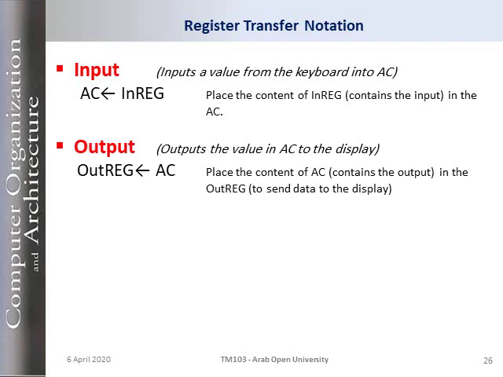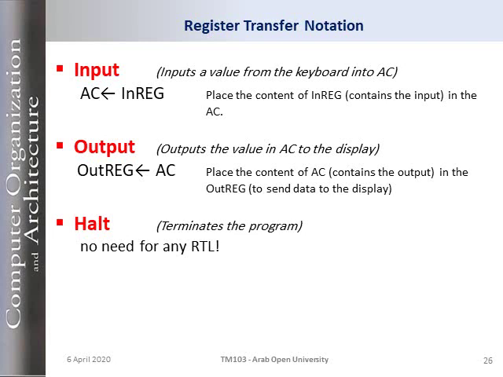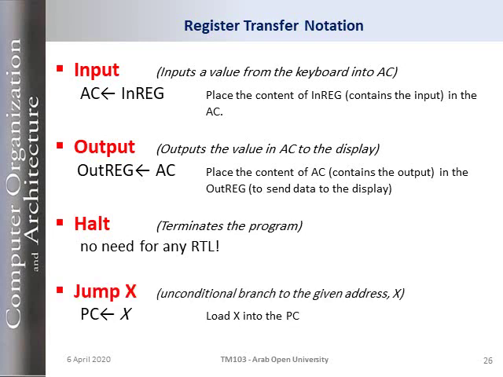What about output? Same thing: output the value in the accumulator to the display. Whatever we have in the accumulator, we'll put in the output register. So place the content of the accumulator that contains the output in the output register to send the data to the display. From the output register, we will send it to the display. Halt needs no RTL because it terminates the program. Nothing is done. We have no register transfer notation or language for that.